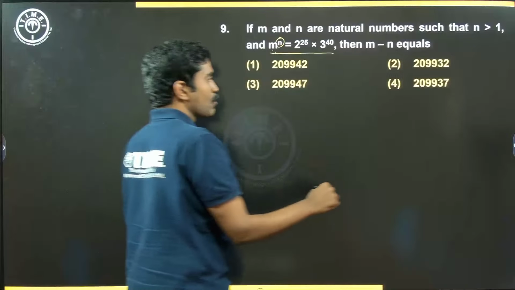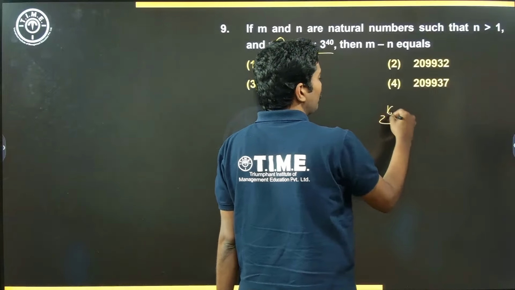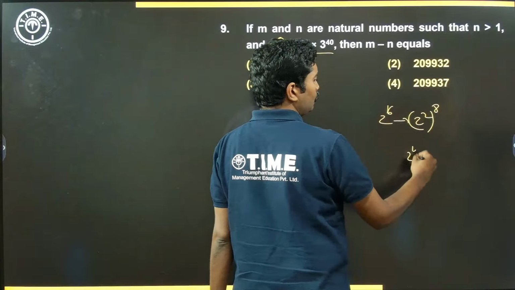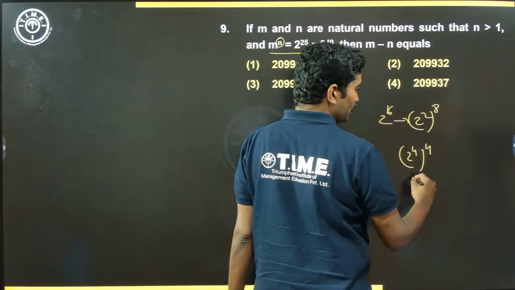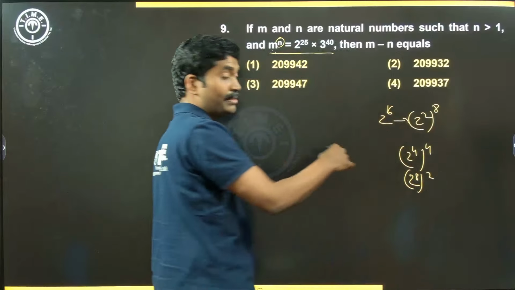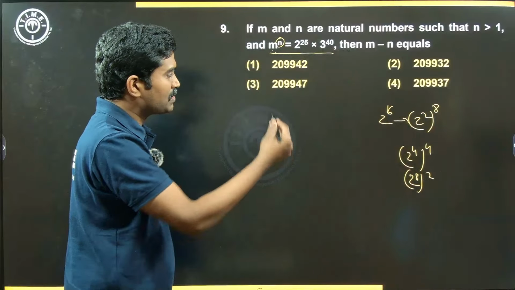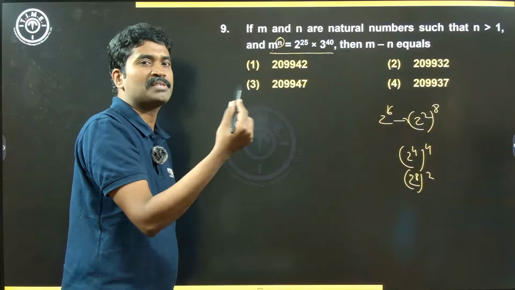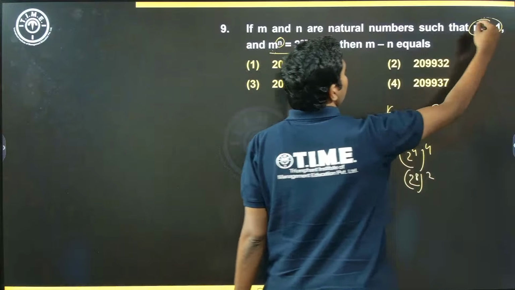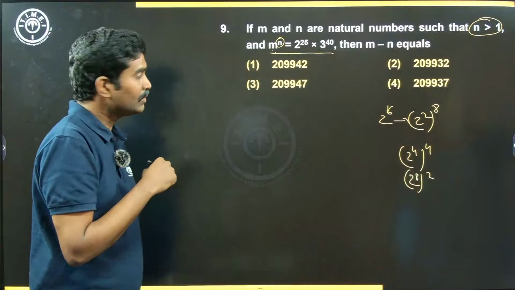An idea is coming to mind. Let's say you have 2 power 16, you can express it as 2 power 2 whole power 8, 2 power 4 whole power 4, or 2 power 8 whole power 2, right? Now, 2 power 16 can be expressed in so many different ways. 2 power 1 whole power 16 or 2 power 16 whole power 1. Whole power 1 is rejected because n is greater than 1.